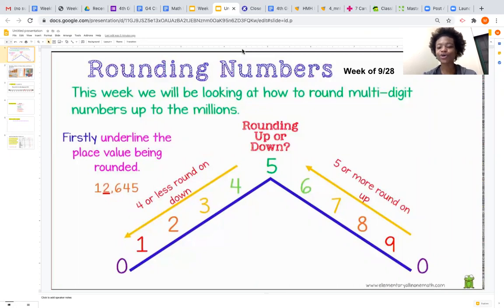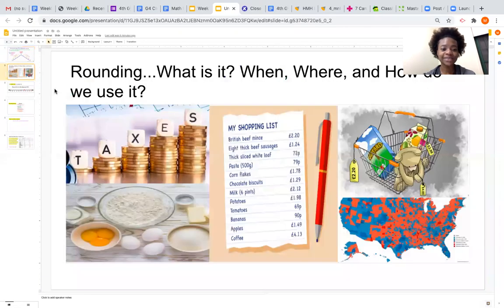This week we are going to be learning how to round multi-digit numbers up to the millions, and we'll be getting a lot of practice in. So when we think about rounding, I know that a lot of different examples may come to your mind, and this is because we do this on a regular basis without even knowing. So here are some examples of situations where we find ourselves rounding.